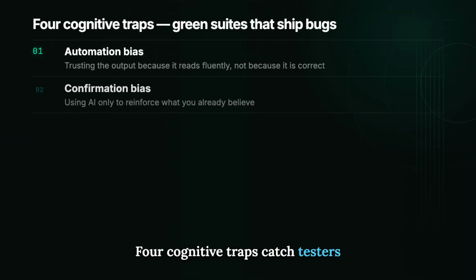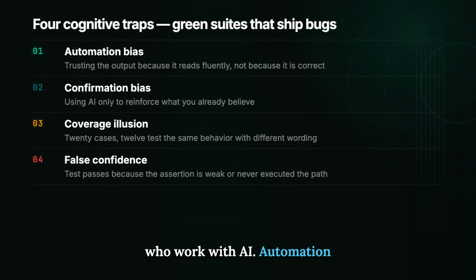Four cognitive traps catch testers who work with AI. Automation bias: you trust the output because it reads fluently, not because it is correct. Confirmation bias: you use AI only to reinforce what you already believe, never to challenge it. Coverage illusion: the model generated 20 test cases, but 12 of them test the same behavior with different wording. False confidence: the test passes because the assertion is too weak or because the test never actually exercised the code path it claims to cover. Each of these erodes the suite silently. The tests are green, and the bugs ship anyway.